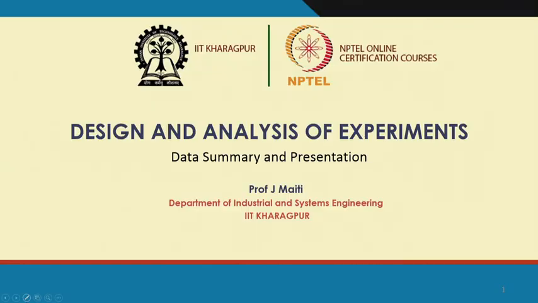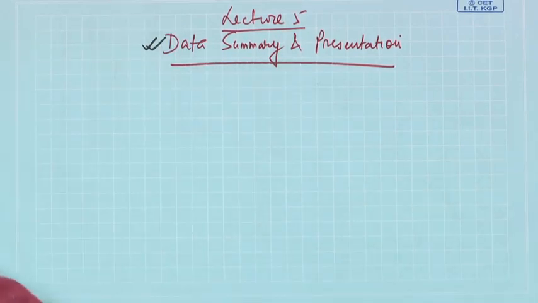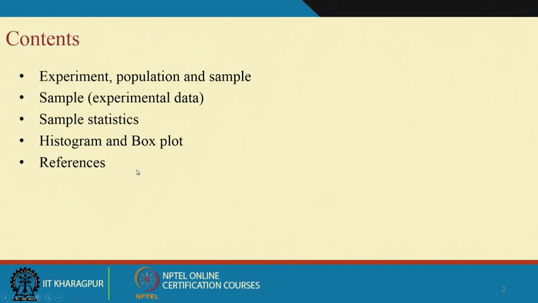Welcome to the fifth lecture of design and analysis of experiment. Today we will discuss data summary and presentation. The content of today's presentation is experiment, population and sample, sample statistics, histogram, box plot and some other measures like median, mode, quartile, interquartile range, all those things.